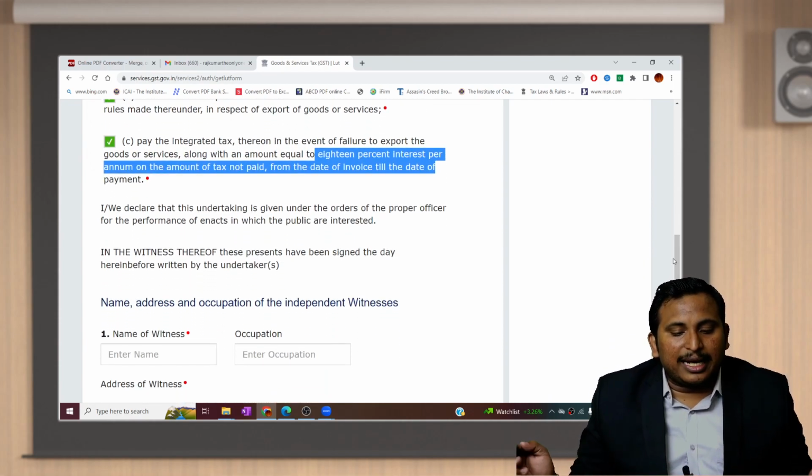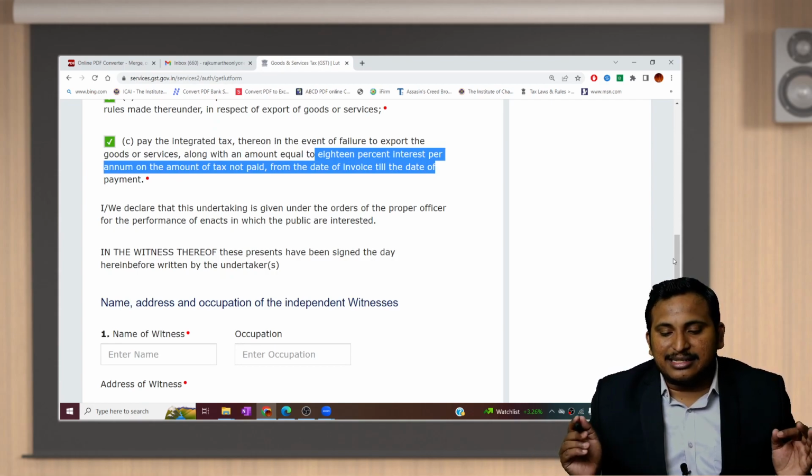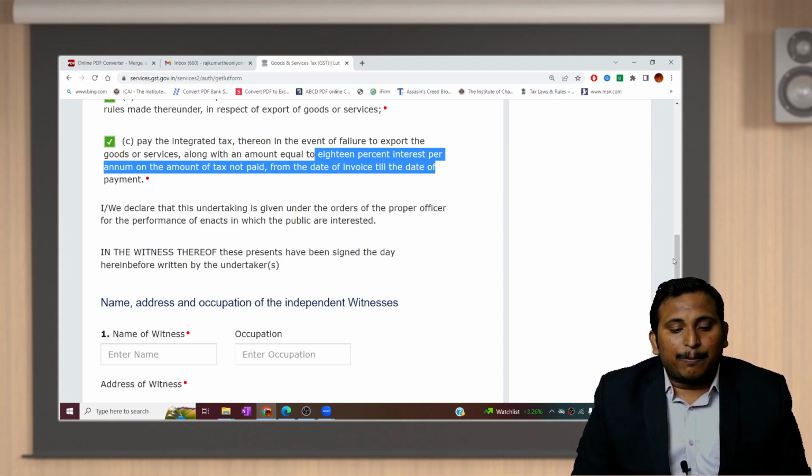I or we declare that this undertaking is given in the orders of the proper officer for the performance of an act in which the public are interested. So we are giving an undertaking that everything is true and we will follow it. In witness thereof, these presents have been signed on the day. Previously, it used to be physical, where everybody used to write the agreements.